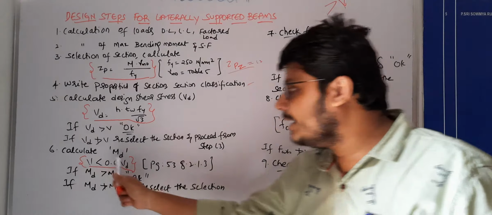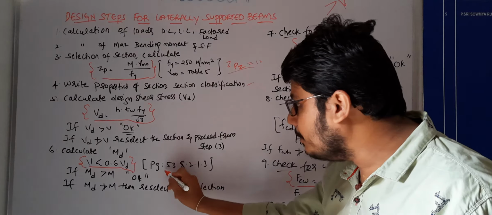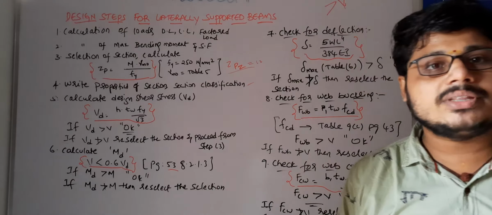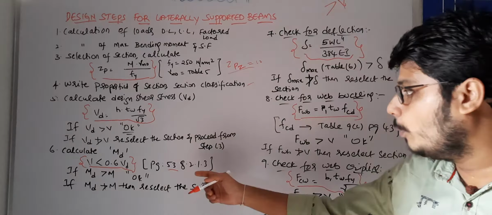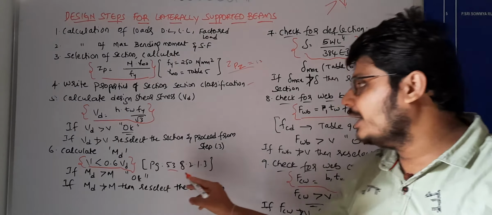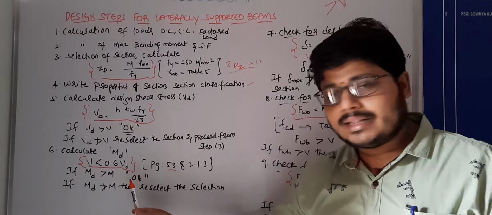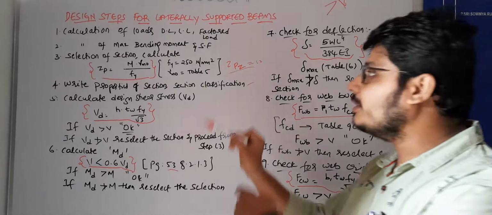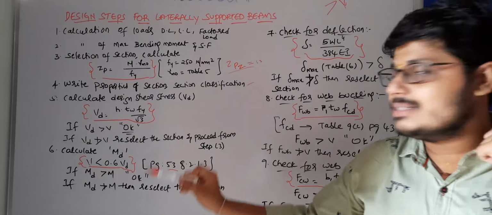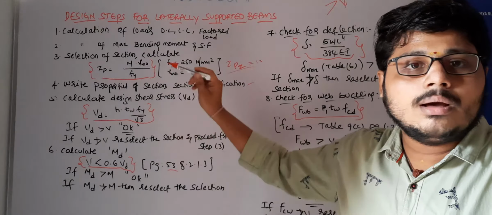Next, calculate MD, the design bending strength. The formula for design bending strength is in page number 53 of the code book, clause 8.2.1.3. MD also should be greater than the bending moment M. Otherwise, reselect the section and do the problem.